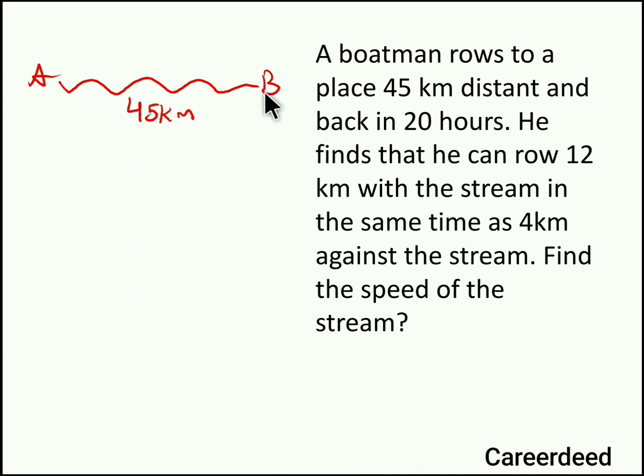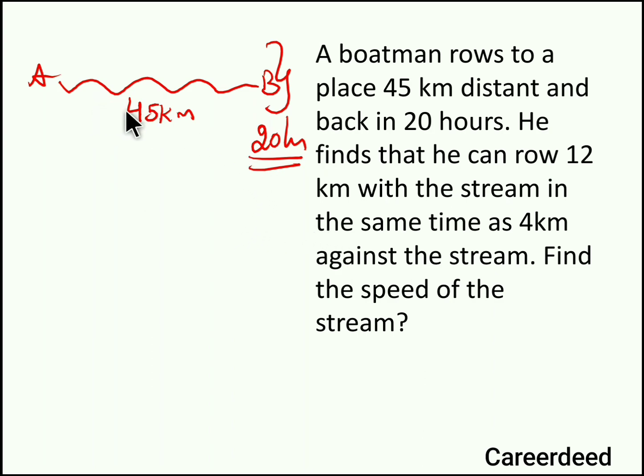A boatman rows to a place 45 km distance and back in 20 hours. So from A to B it's 45 km, from B to A again it's 45 km. So totally this 90 km as a round trip will be covered by the boatman in 20 hours. So in 20 hours he could cover both upstream and downstream. He finds that he can row 12 km with the stream. In the same time he covers only 4 km against the stream.